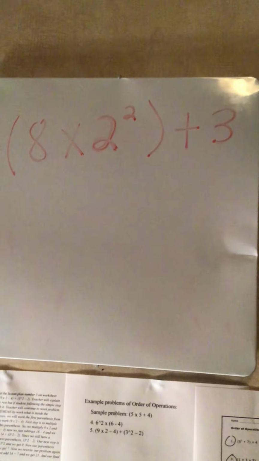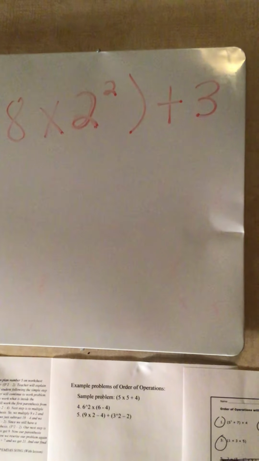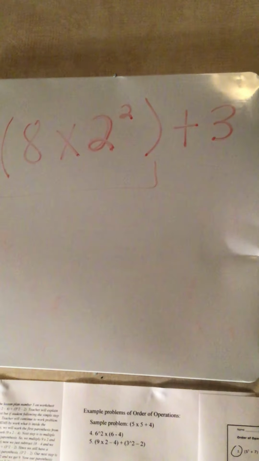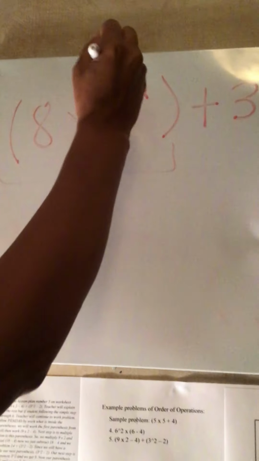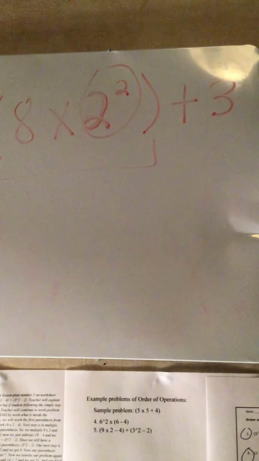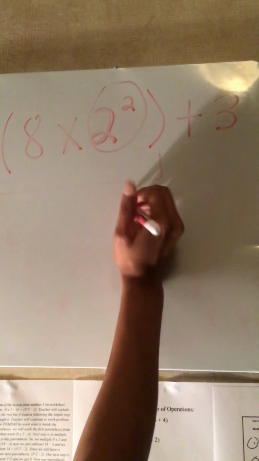So we know our first step. We know by now our first step is perform operation within the parentheses. So we're going to work inside this parentheses. Next step is to perform operation with exponents. So we're going to simplify this 2 to the second power. We know 2 to the second power is 4. So we just write our 4 out.